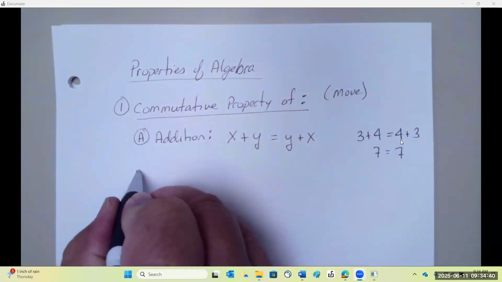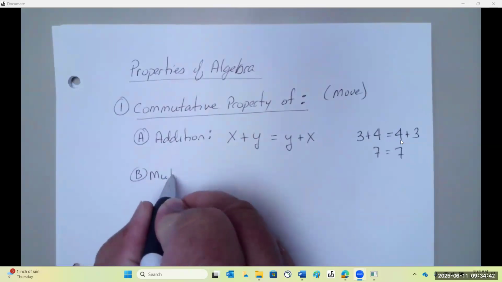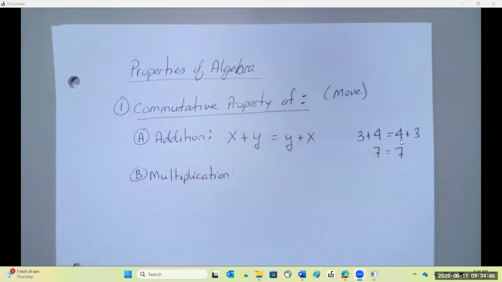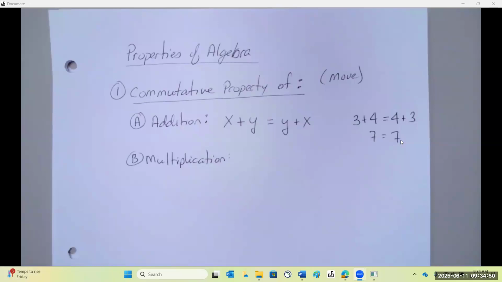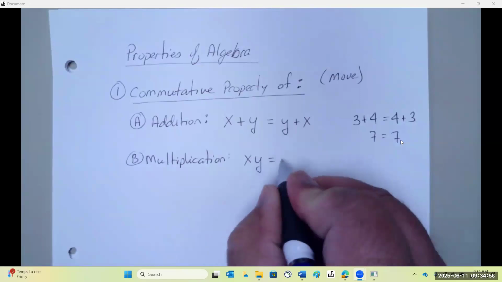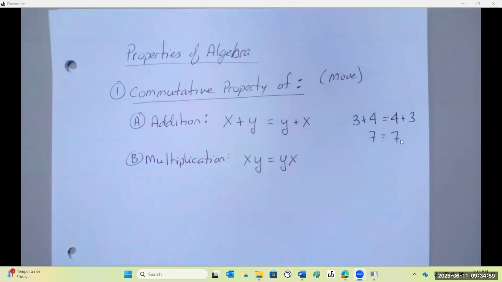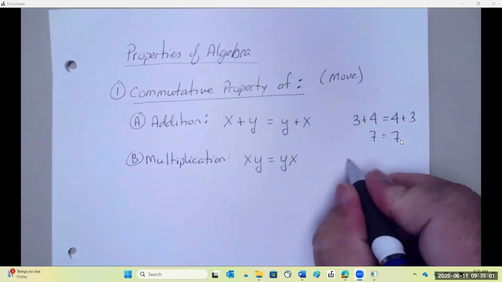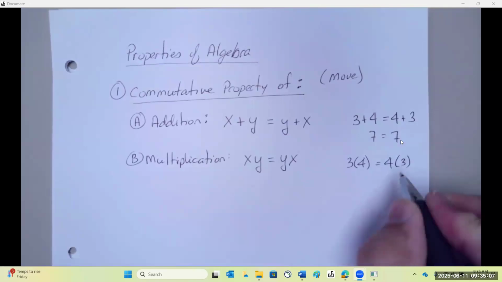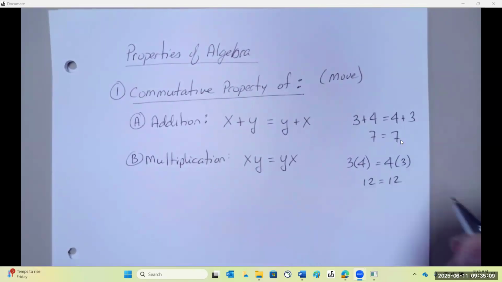The second one, commutative property of multiplication. What this one says is x times y is the same thing as y times x. 3 times 4 is the same thing as 4 times 3. They both equal 12. So that's the first property. It tells us we can move things around.